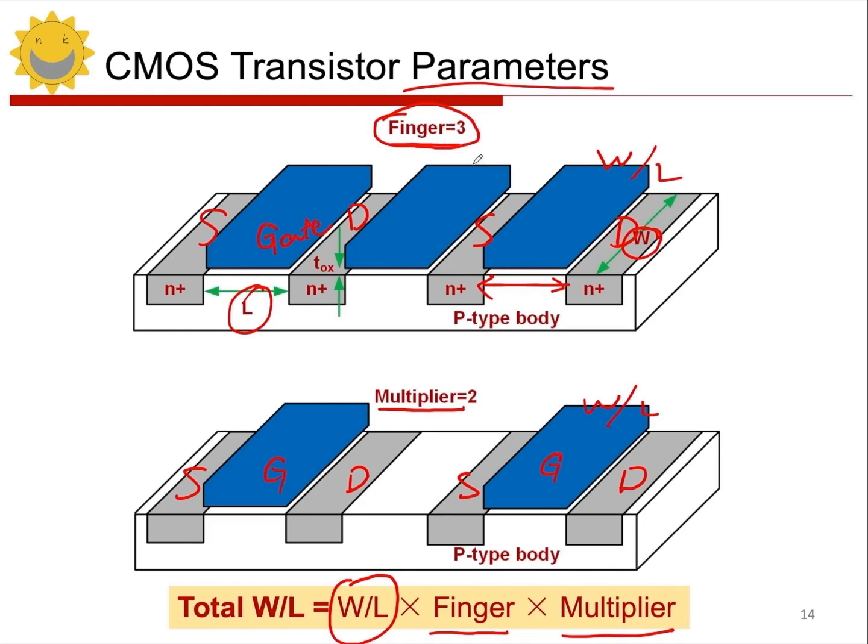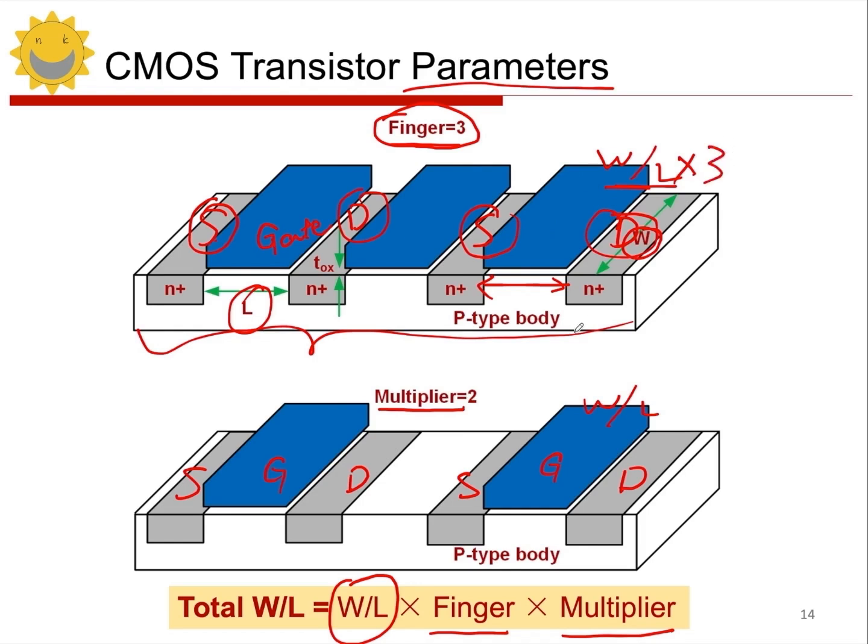So, if finger equals 3, what does that mean? It means we have 3 channels, and each channel has a width to length ratio of W/L. Since we have 3 channels, they are connected in parallel. Why? Because the source and drain alternate, and in the end, we connect the sources together and the drains together. So essentially, these 3 fingers are set up in a parallel configuration. Therefore, for a transistor with finger equals 3, its width to length ratio is W/L multiplied by 3.